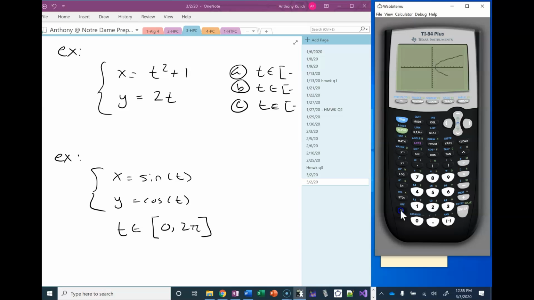So let's go ahead and take a look at what this looks like. Before we actually graph this, though, does anybody want to venture a guess as to what this graph is going to look like? You guys have all seen it before. Do you know any graph whose x coordinates and y coordinates are sine and cosine? The unit circle is correct.